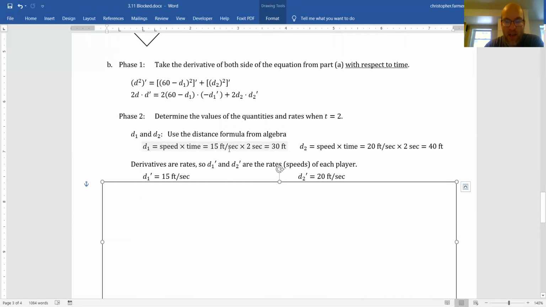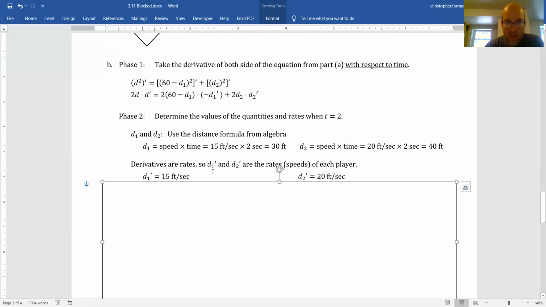But 15 feet per second times 2 seconds means the first runner has run 30 feet. Same idea here, but the second runner is running 20 feet per second. So after 2 seconds, he's run 40 feet. So that gives us the values for D1 and D2 that we're going to plug in here.